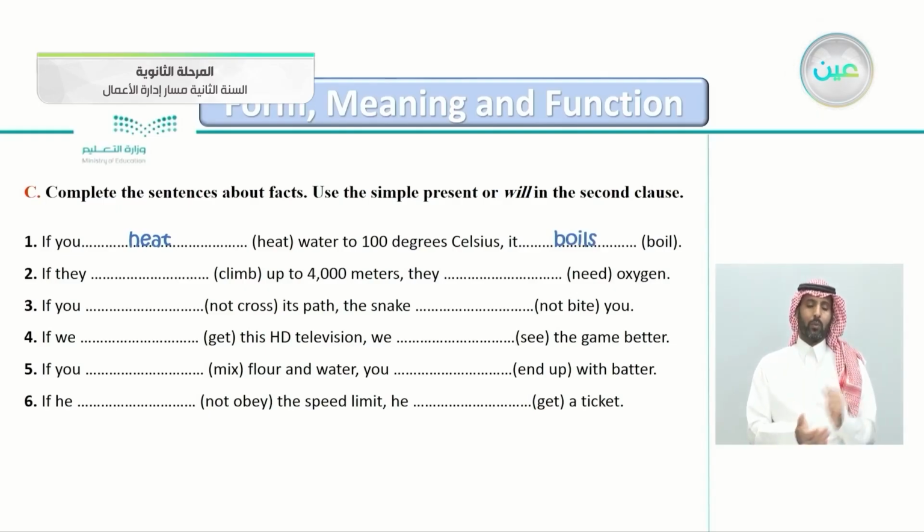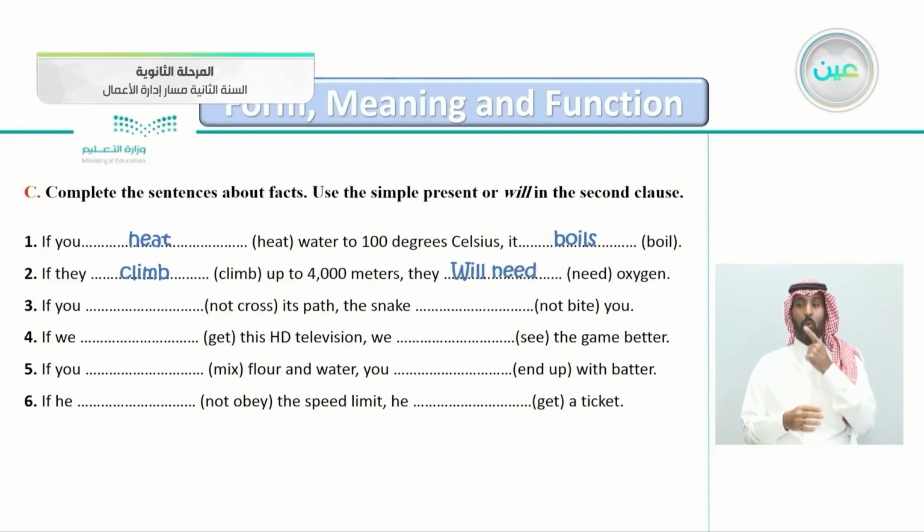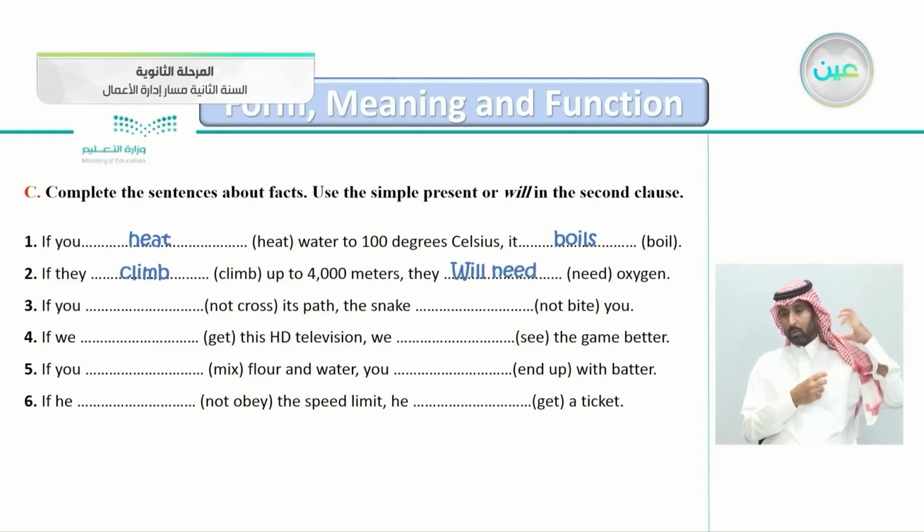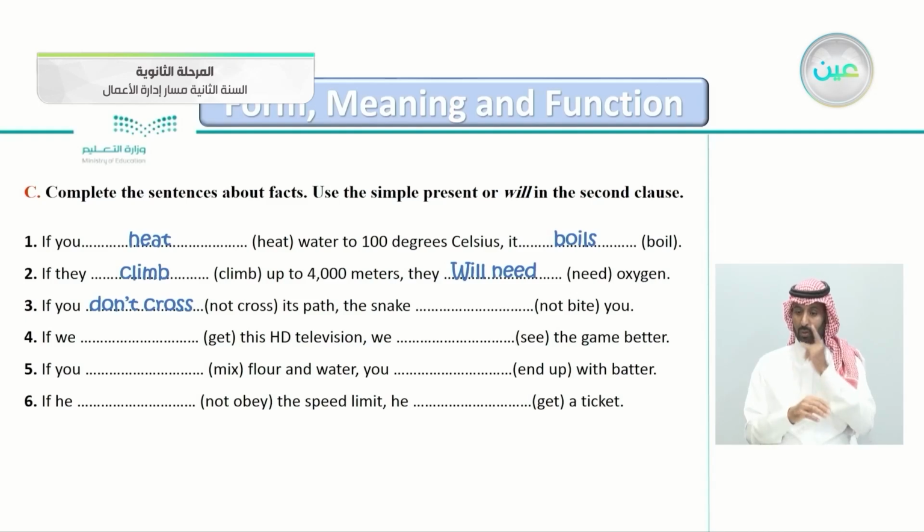Number 2, if they climb up to 4,000 meters, they need oxygen. So again, use the simple present or will in the second clause. So if they climb up to 4,000 meters, they, do we say need or will need? That's excellent. Will need. They will need oxygen. Number 3, if you don't cross its path, the snake will not bite you, or you can say won't bite you.